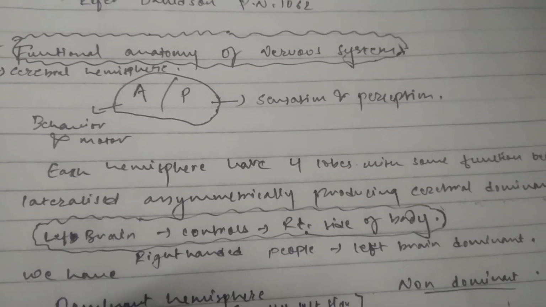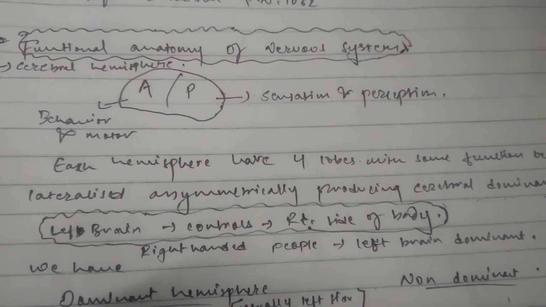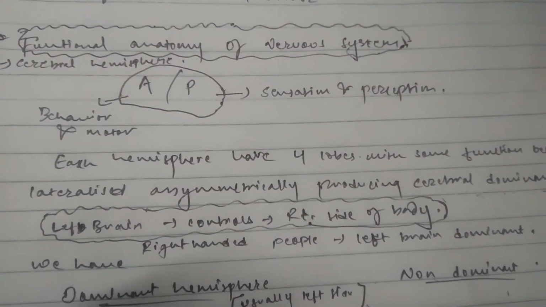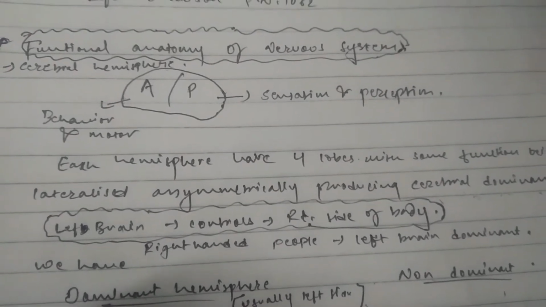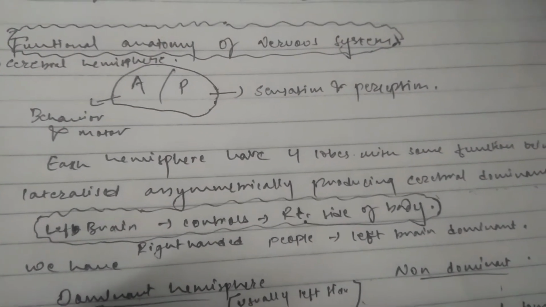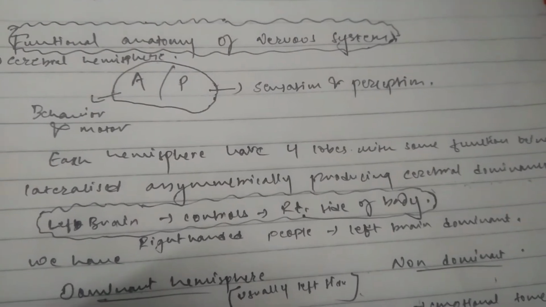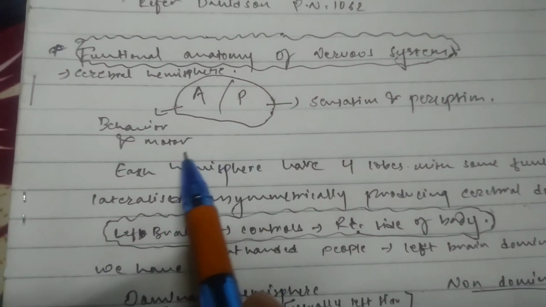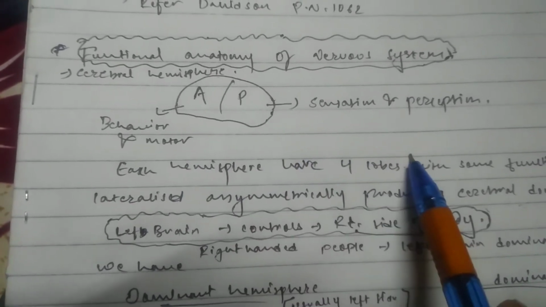Hello everyone. Today we are talking about cerebral hemisphere dominance and the function of lobes. There are two cerebral hemispheres, the right one and the left one, and these two are connected by corpus callosum. This is the basic, you all know that. Each hemisphere is also divided into anterior and posterior half. The anterior half is mainly about behavior and dominance, while the posterior half is about sensation and perception.